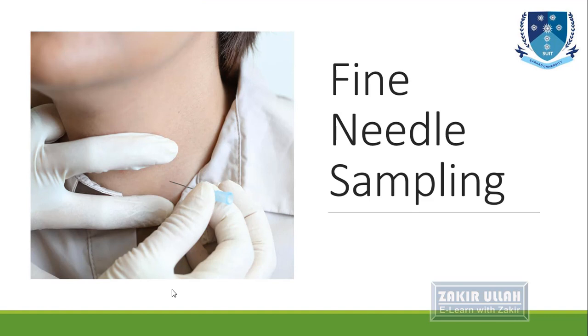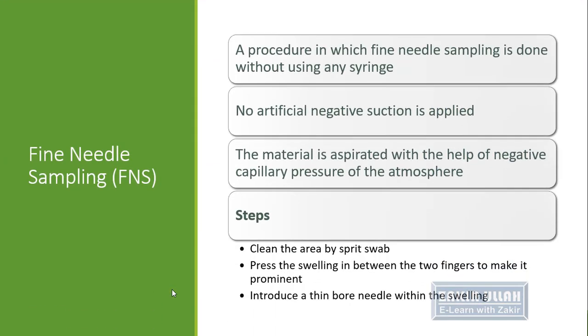Coming to the last procedure of today's lecture, fine needle sampling. Fine needle sampling and fine needle aspiration cytology, as the name indicates, are similar procedures, but one difference is that in fine needle sampling we do not use a syringe, and we do not create any artificial suction. We take only the needle from the syringe, and with the help of that needle, sampling is performed.